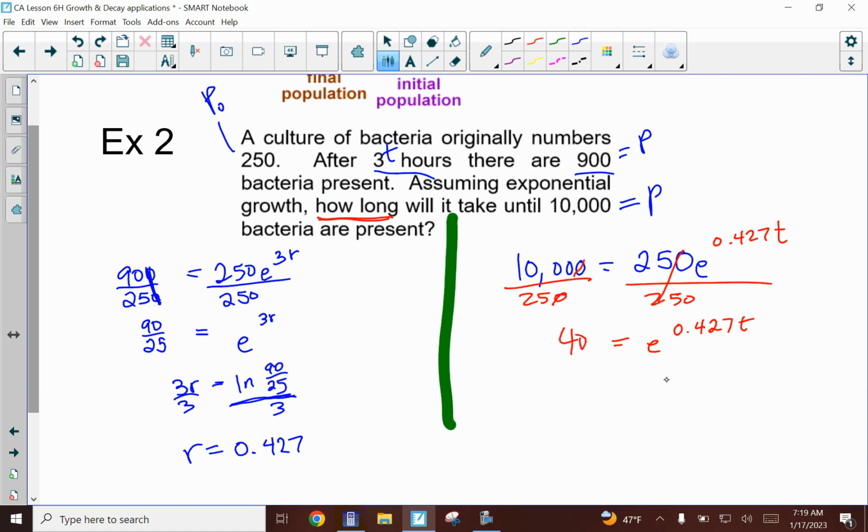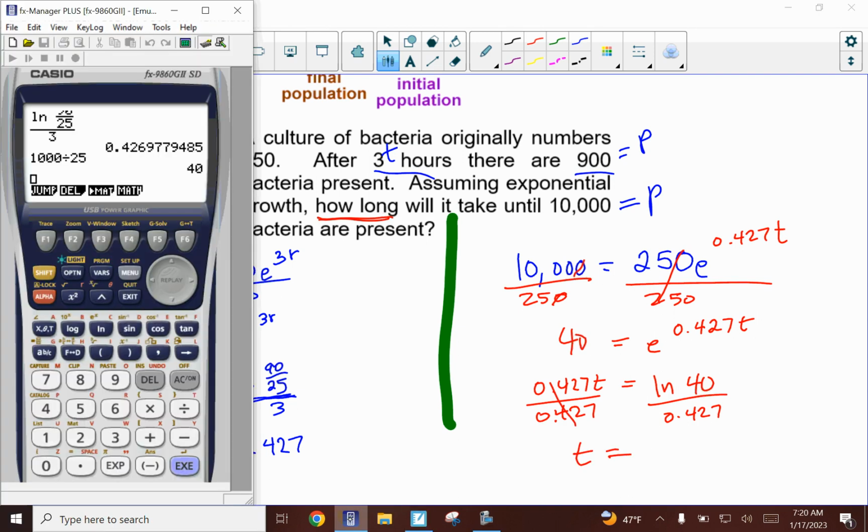And now we can convert it to the ln. So we're going to do ln of 40 equals 0.427t. And then I just divide by 0.427. These cross out, so t equals.